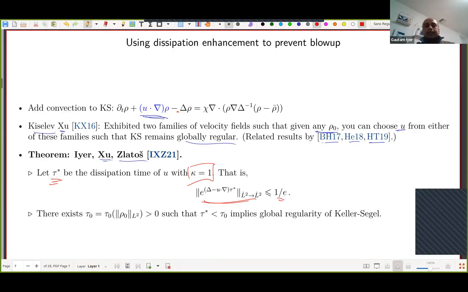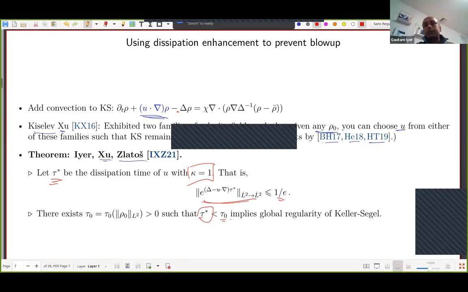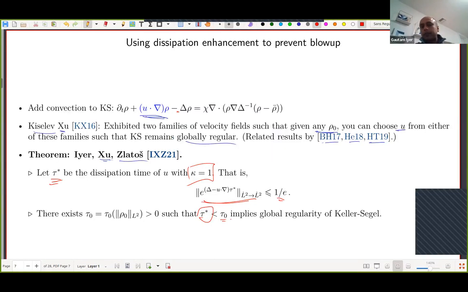So our theorem says that if you give me a velocity field U with dissipation time tau star that's below some threshold, tau naught, then I have to have global regularity. So no matter how large your initial data was, I can find you a tau naught positive such that tau star less than tau naught implies global regularity. So how does this work?